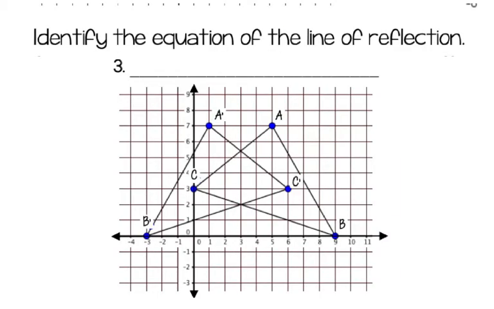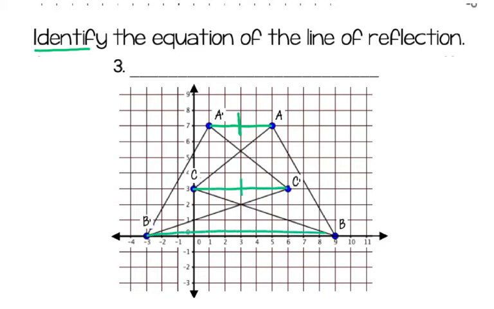Okay, what we're going to do now is kind of go at this backwards. We're going to look at an image and a pre-image, and we're going to identify the equation of the line of reflection. So where's the line of reflection? If you look at number 3, if you look at A and A prime, it's pretty easy to see where that line of reflection is going to go. It's going to go right in the middle there, between C and C prime.